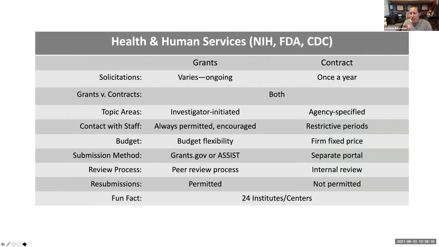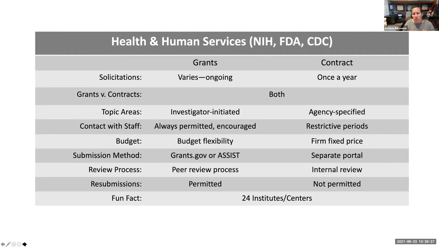All right, Health and Human Services includes NIH, FDA, and CDC. NIH is the biggest of those sub-agencies. NIH offers SBIR and STTR. FDA and CDC do not offer STTR. They are too small. They're SBIR only.